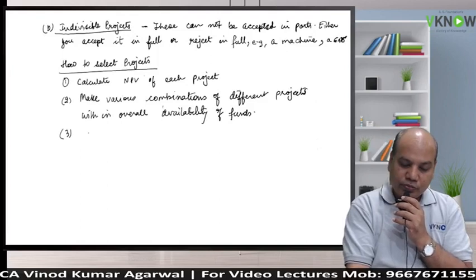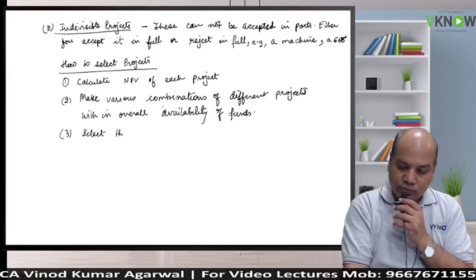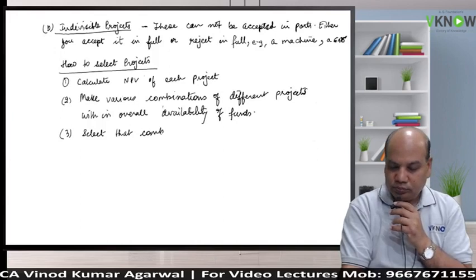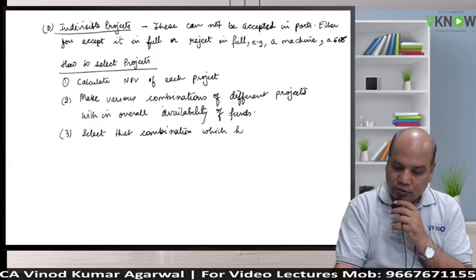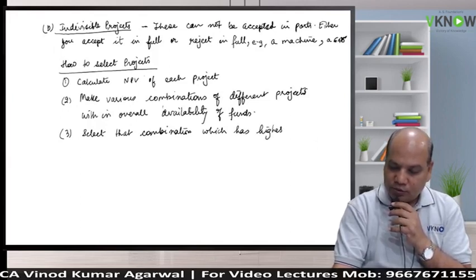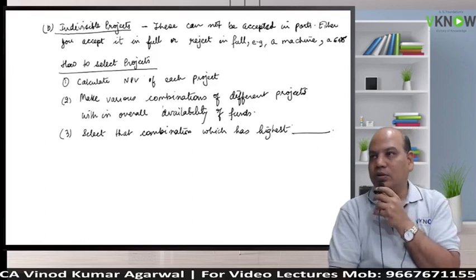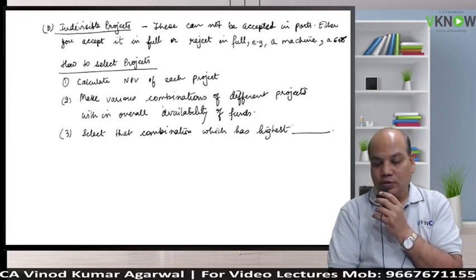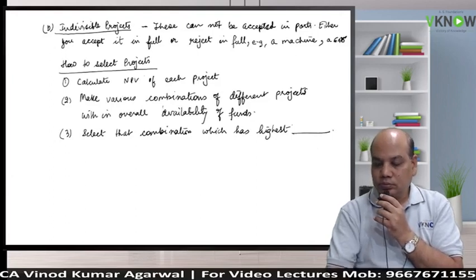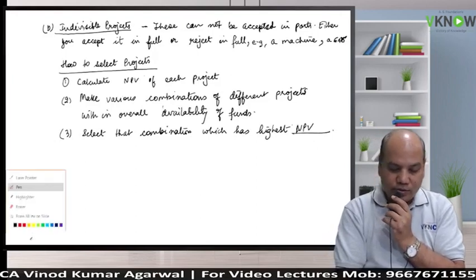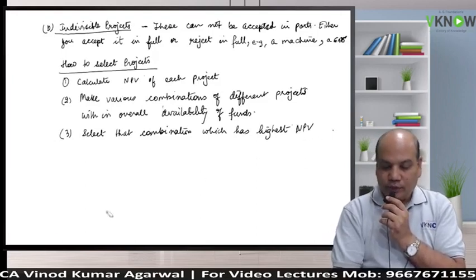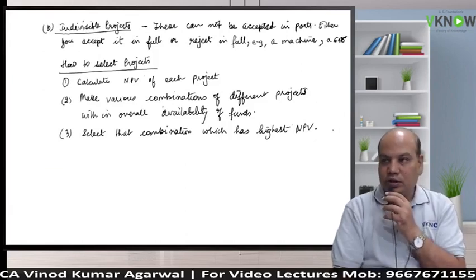And third step, select that combination which has highest, fill in the blanks, which has highest what? Select that combination which has highest NPV. So after making combinations, select that combination which has the highest NPV.